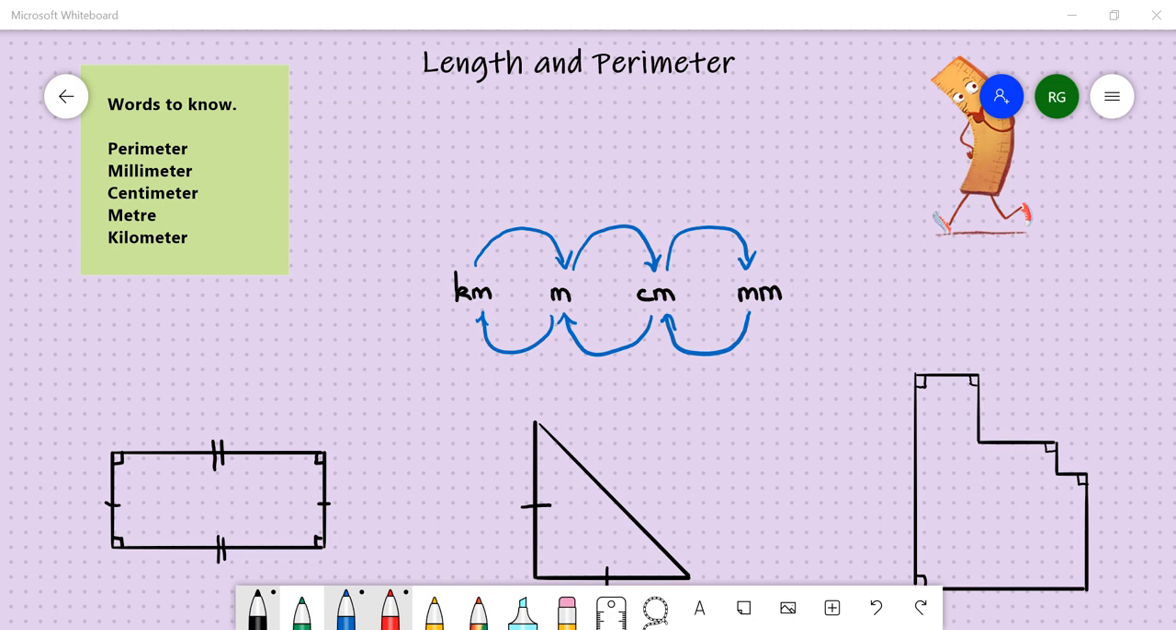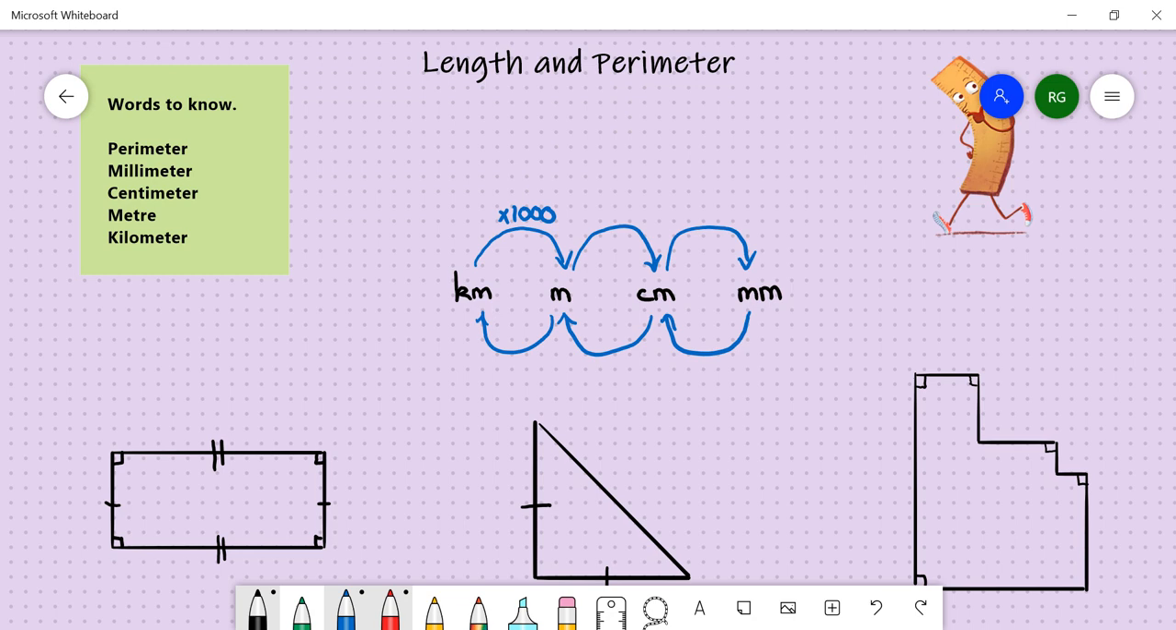So if we are moving from kilometer to meter, we need to multiply by 1000. And that might seem counterintuitive as you're going from a really large kilometer to a small meter. But if we are going from 1 kilometer, we have 1000 meters in 1 kilometer. So we need to multiply the number of kilometers by 1000.